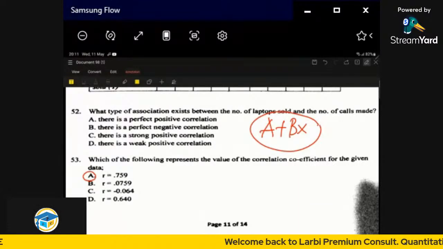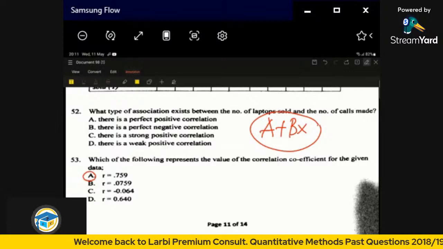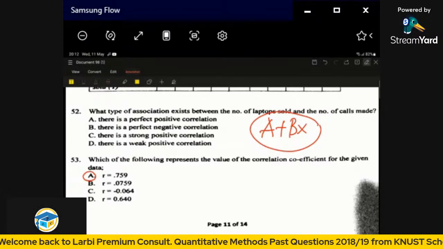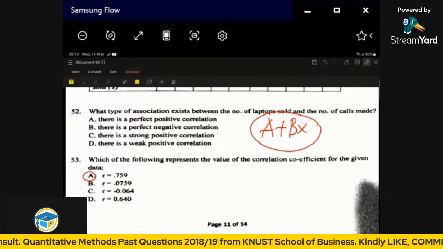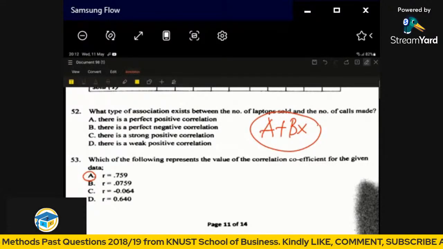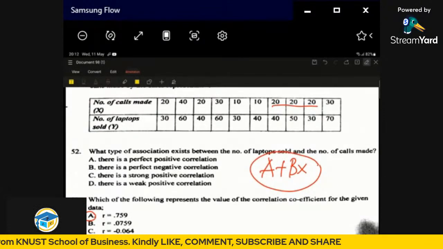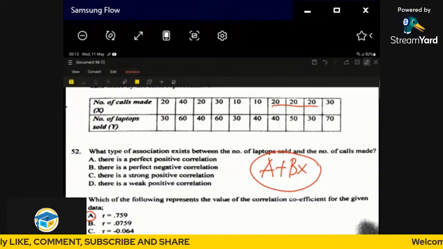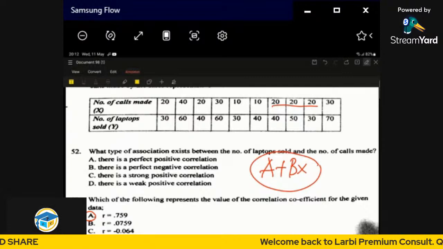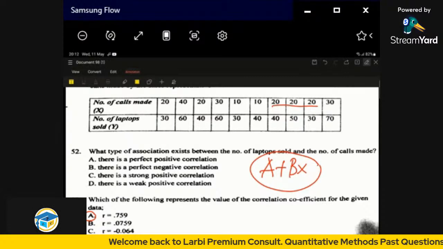0.759. So let's be guided about that. So once you're able to know that the coefficient of correlation is 0.759 as an approximation, then we can answer question 52: what type of association exists between the number of laptops and number of calls made? We can say there exists a strong positive correlation between the number of laptops sold and the number of calls made.